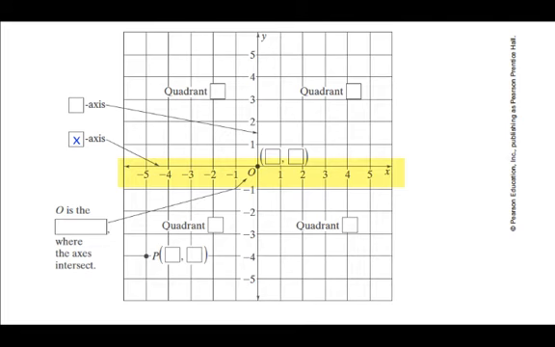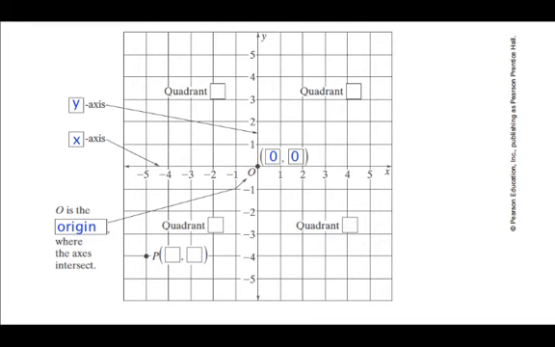This is the x-axis. This is the y-axis. The center where the x and y-axis meet, that intersection, is the origin. The coordinates of the origin are 0, 0.